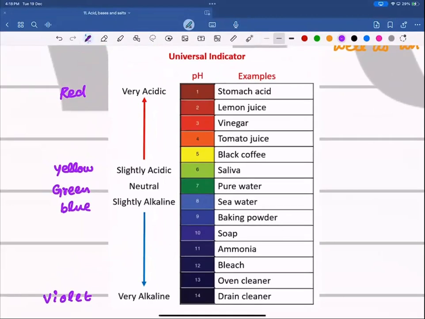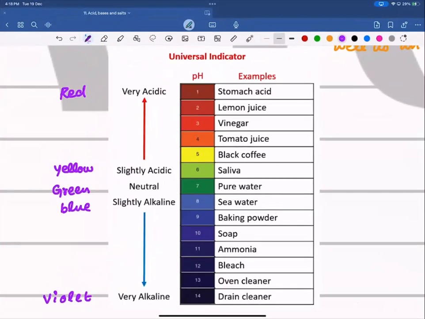So why do we call it indicator? We call it indicator because... Sir, your voice is still lagging. Just give me a minute. Is it still lagging? Yes, Khatija, is it still lagging?